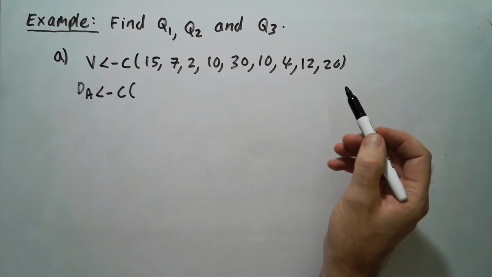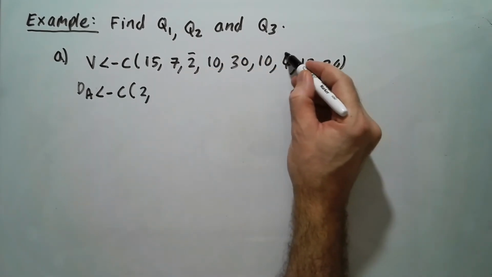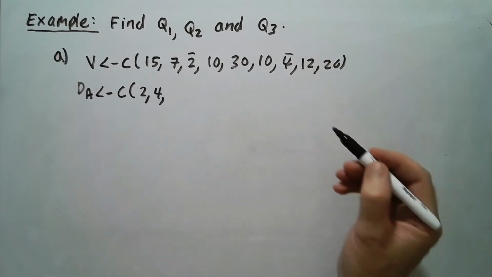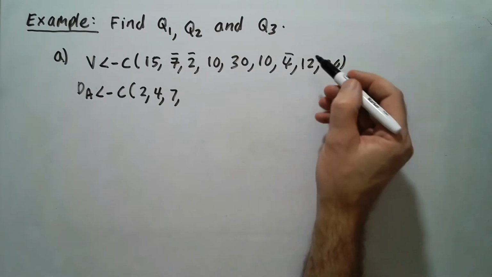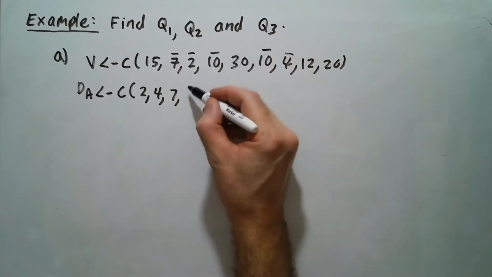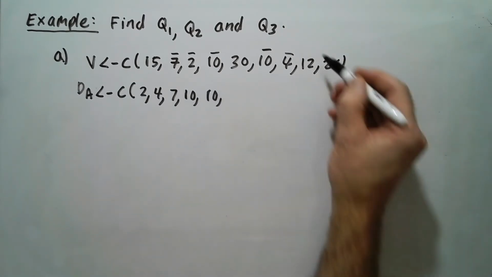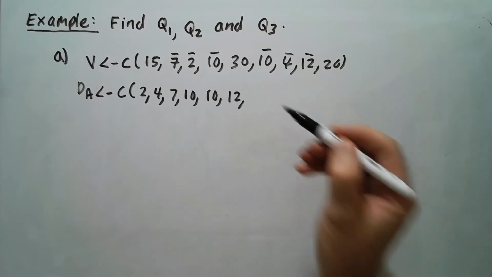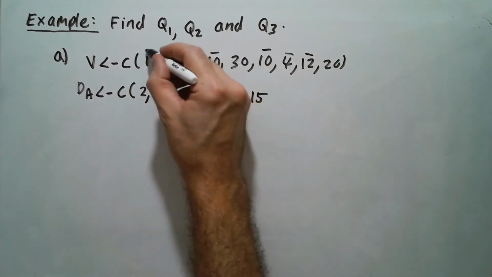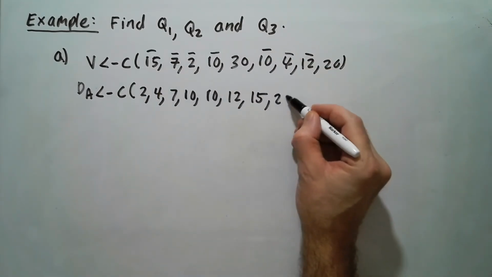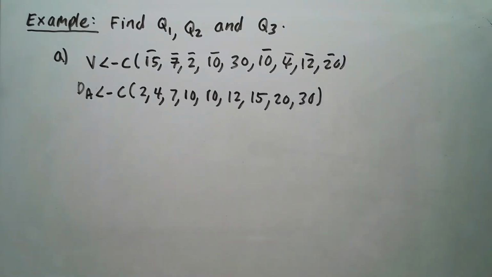Okay, it looks like here 2 is the smallest. Then we have a 4 next. Then a 7 next. Then we have a 10, and it looks like we have two 10s here, so it'd be 10, 10. And we have a 12 here, then 15, a 20, and a 30. Okay, so I've arranged the numbers from smallest to largest.